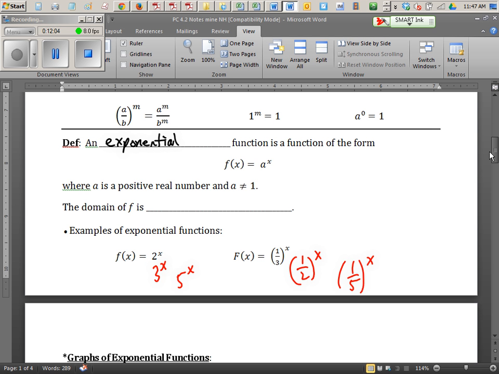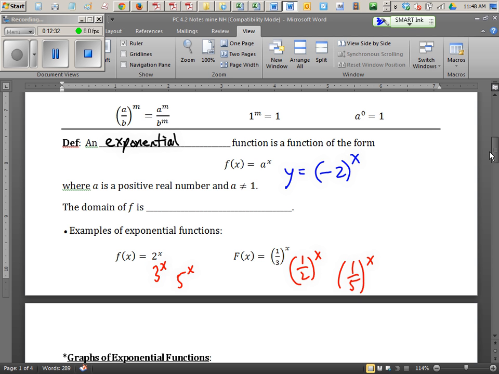In this class, we will steer away from negative bases. So we will not have problems like this, -2 to the x. The reason we will not study this is because it's too complicated. For example, if x is 0, I understand it. And if x is 1, I understand it. But if x is 1/2, it means the square root of -2, and it's not even real. Okay? So we will stay away from this problem here because the negative base causes all sorts of weird issues.